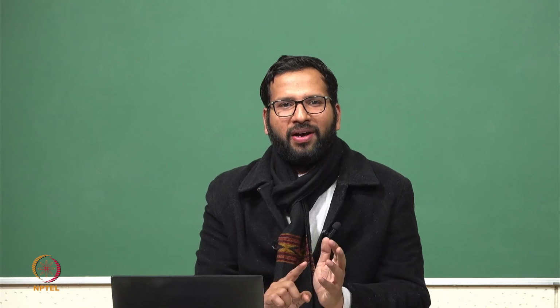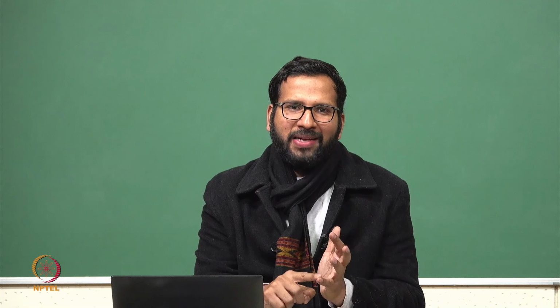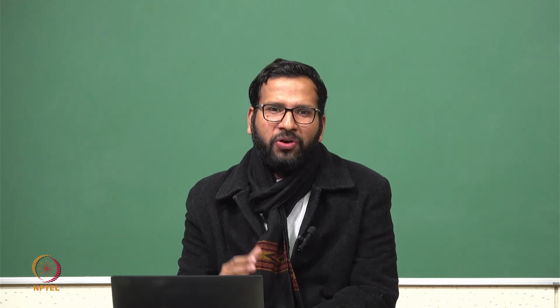Dear learners, welcome again. In the last lecture, we discussed four of the value types that an object can take: numeric, integer, character, and finally logical. We left two value types, complex and raw, because they are not relevant to this course. Also, I asked you to create two objects in R, one by your name and another by your pin area.